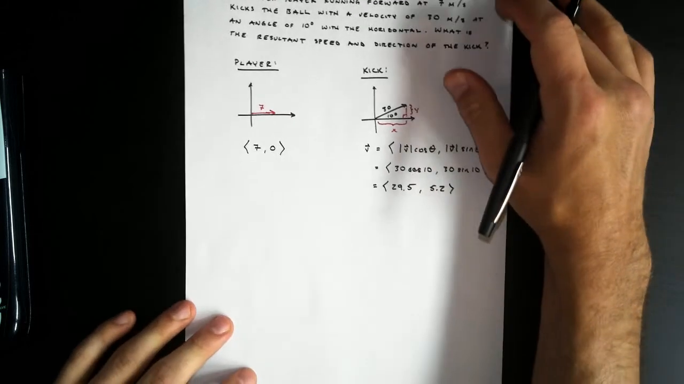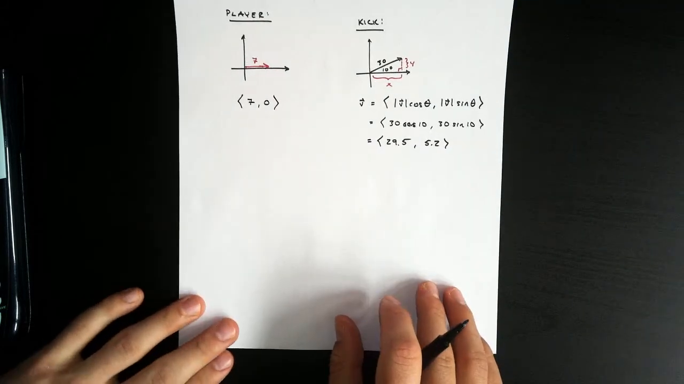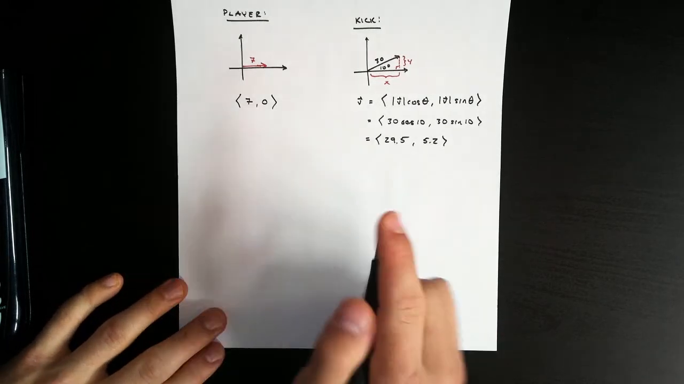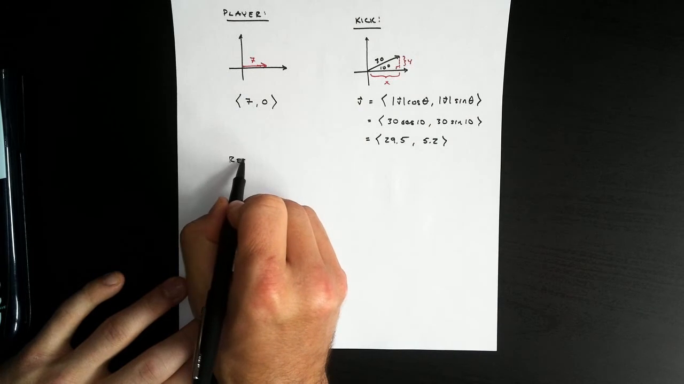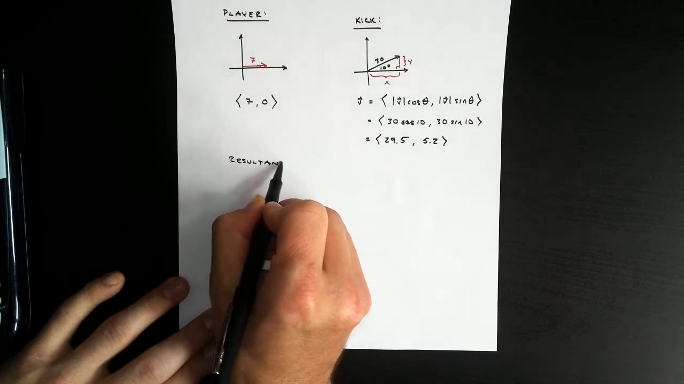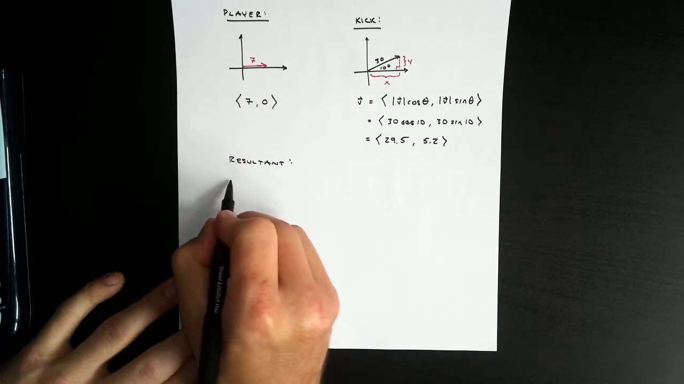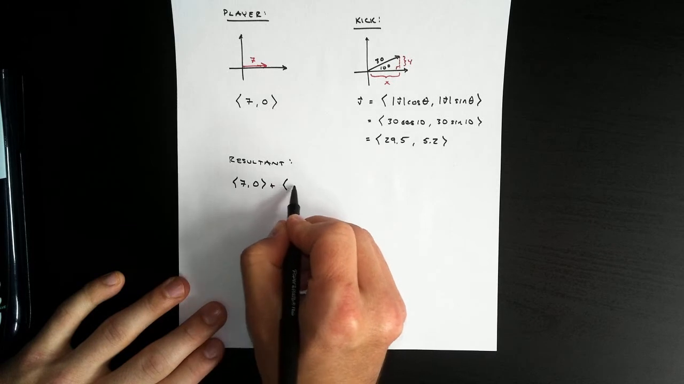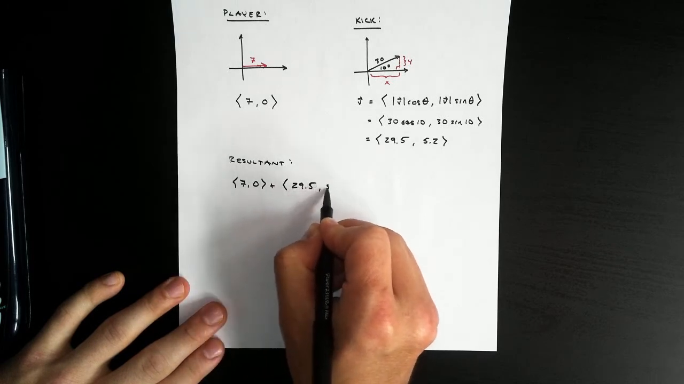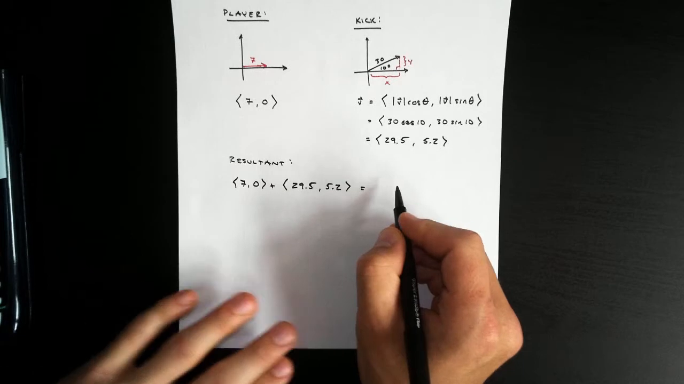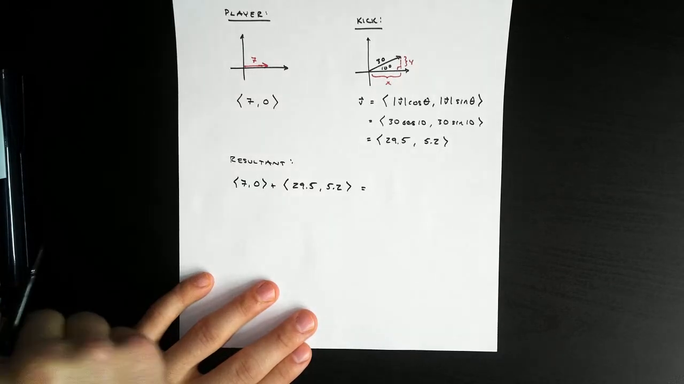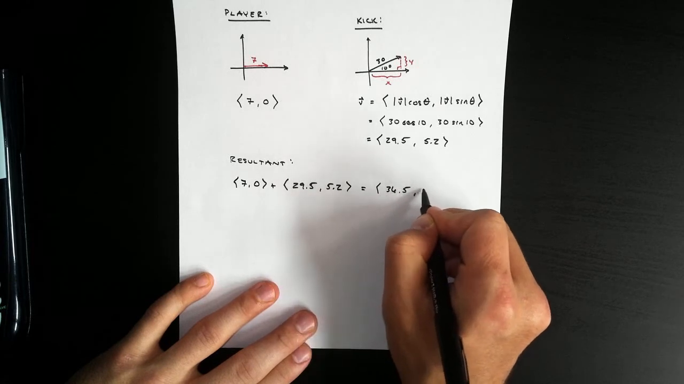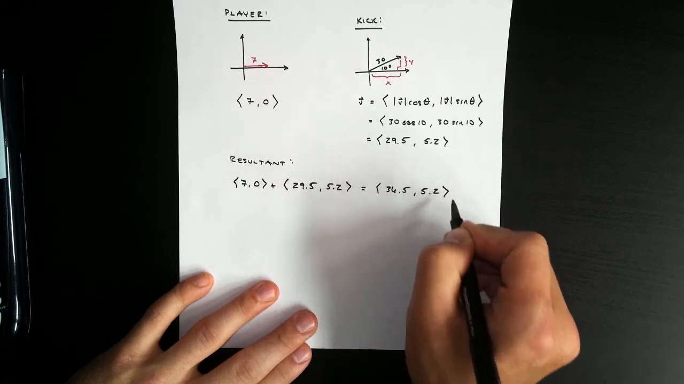All right, so now that we have the component form for each of these, to find the resultant vector, we can simply add these two together. So the resultant vector, we'll add our two together. So we end up with in the x direction 36.5, and the y direction about 5.2.